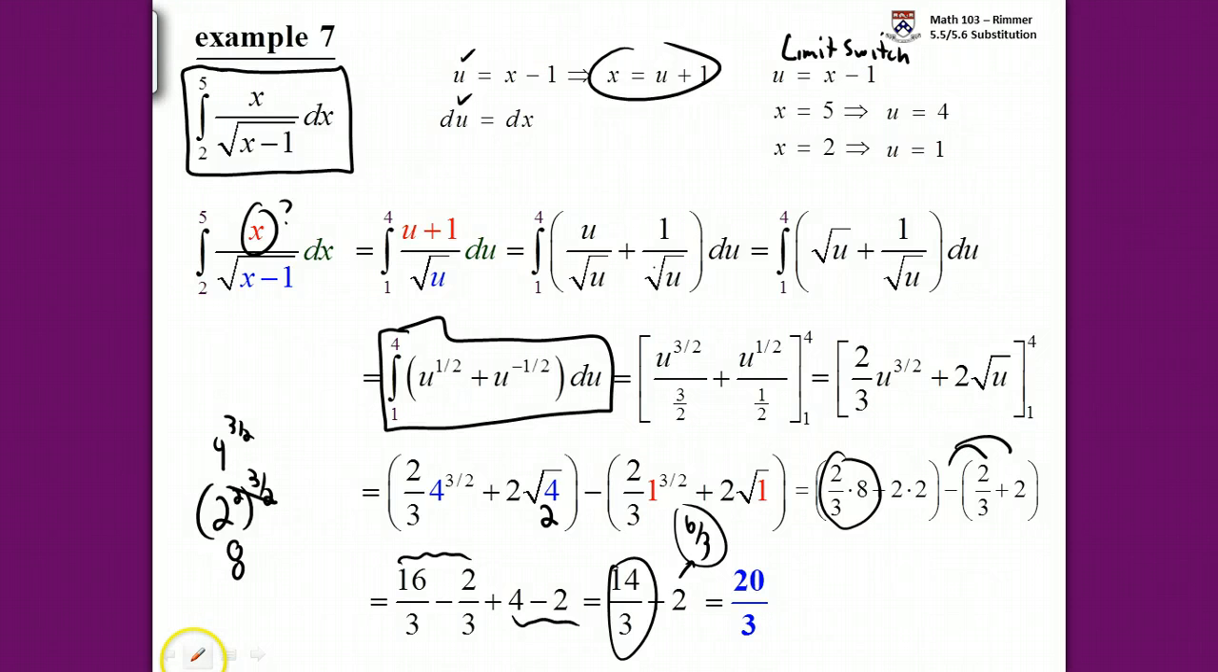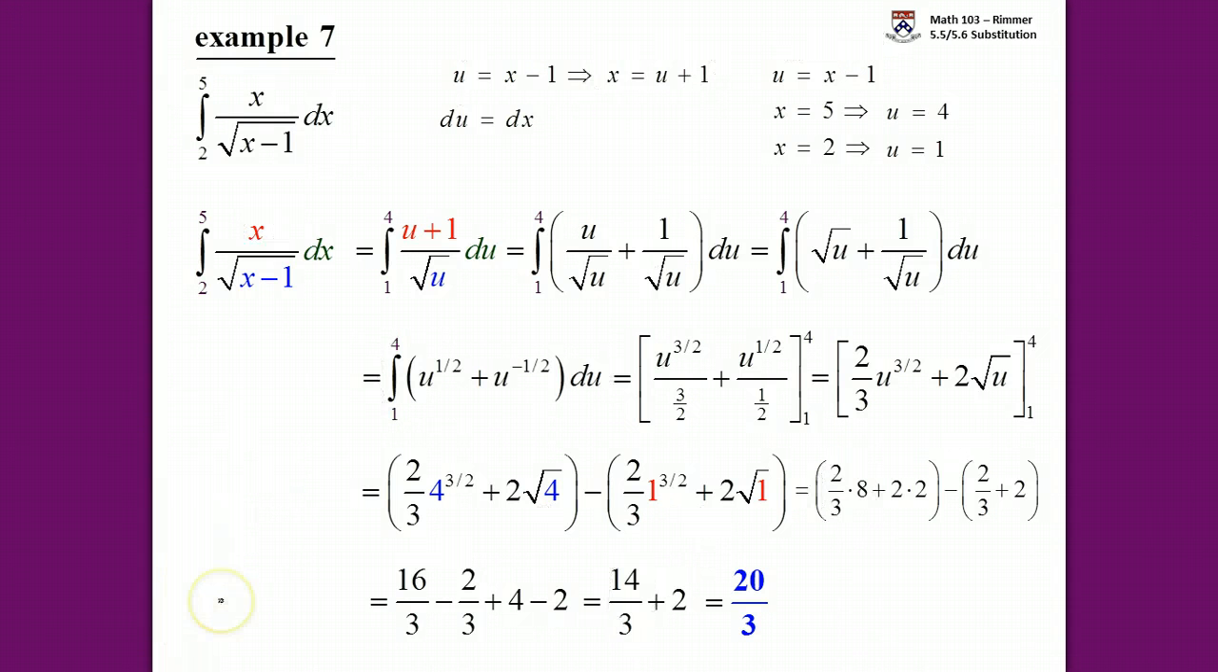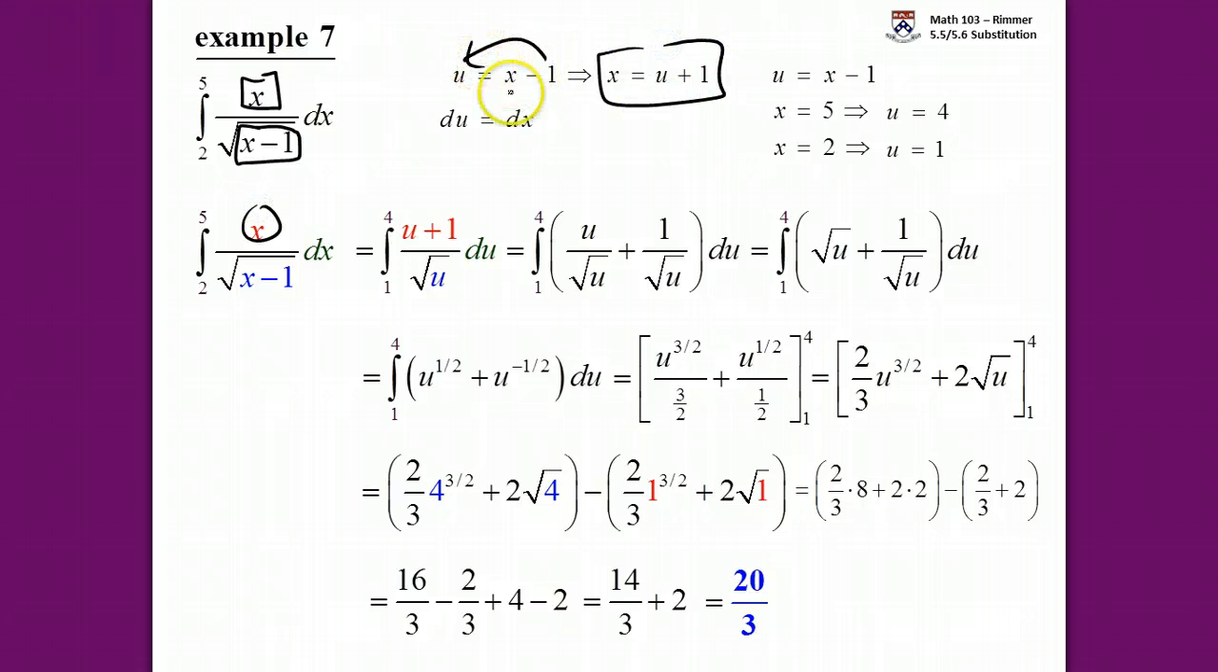And so that's the answer to the question, 20/3. And it's brought about by the power of the inside function matching the power of the outside function. So this substitution works, but you have to sub by solving for the x. It's kind of strange, but that's how it works.